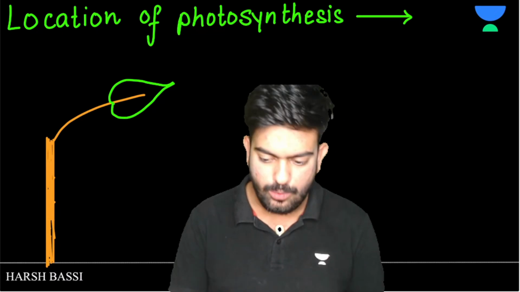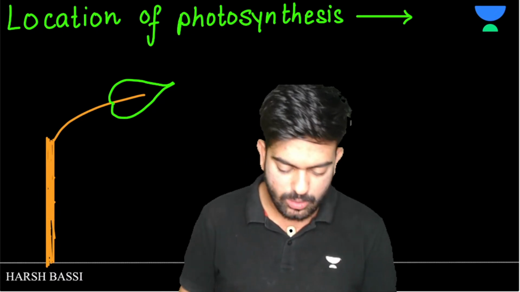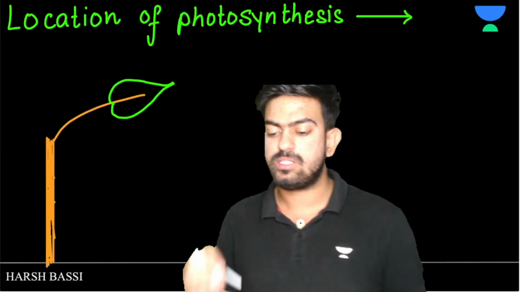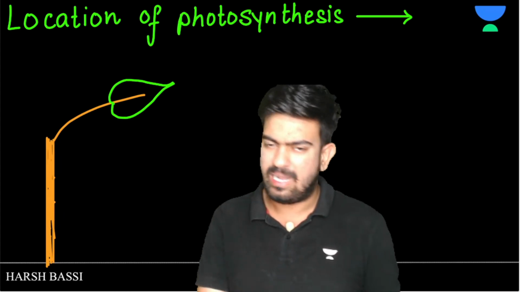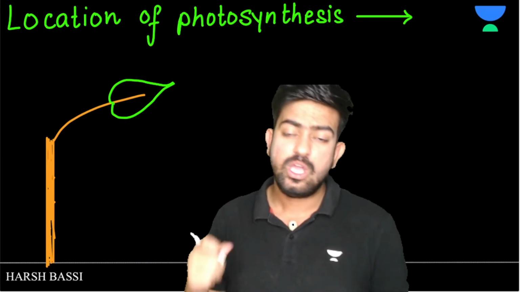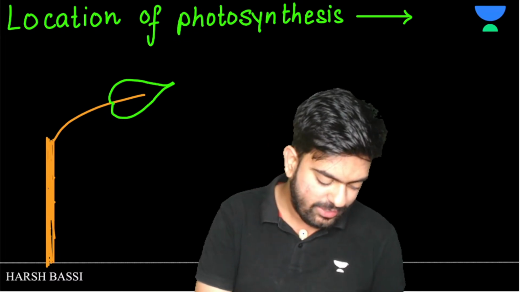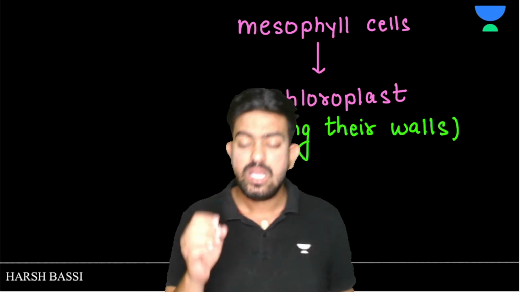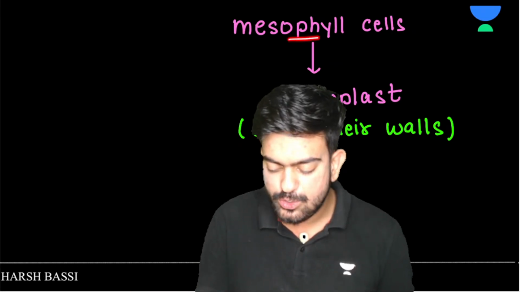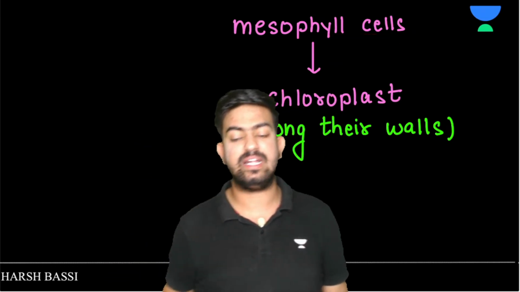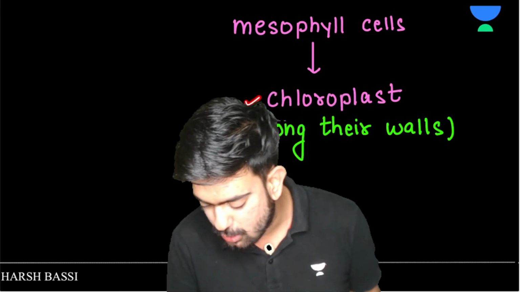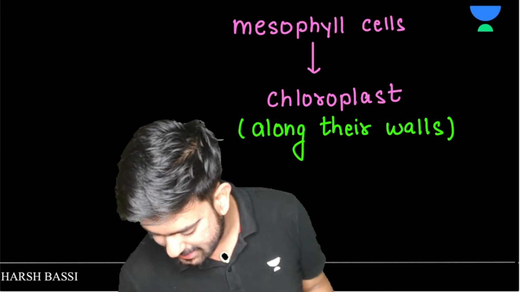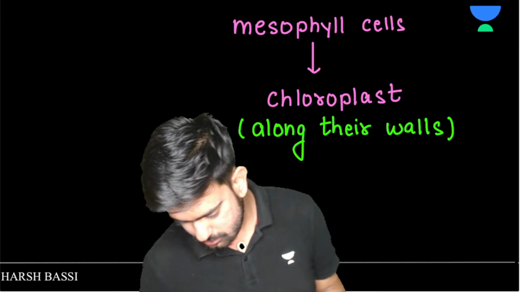Yes, great. Now let us talk about in which cells the photosynthesis takes place. There are so many cells in the leaf of the plant, right? The epidermal cells and all those things. But in this plant leaf, there is one cell which is known as mesophyll cell. This mesophyll cell contains the chloroplast. Yes or no? Clear to everyone?